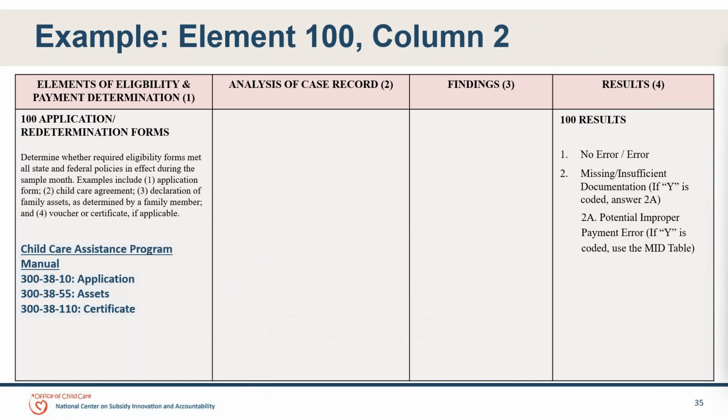We're going to stick with element 100 and move to the next part of customizing, which is column 2. Again, here you would add items to assist the reviewers in conducting a detailed analysis of the case record. Like in column 1, be sure that everything from the element's boilerplate that is applicable to your state is addressed here.